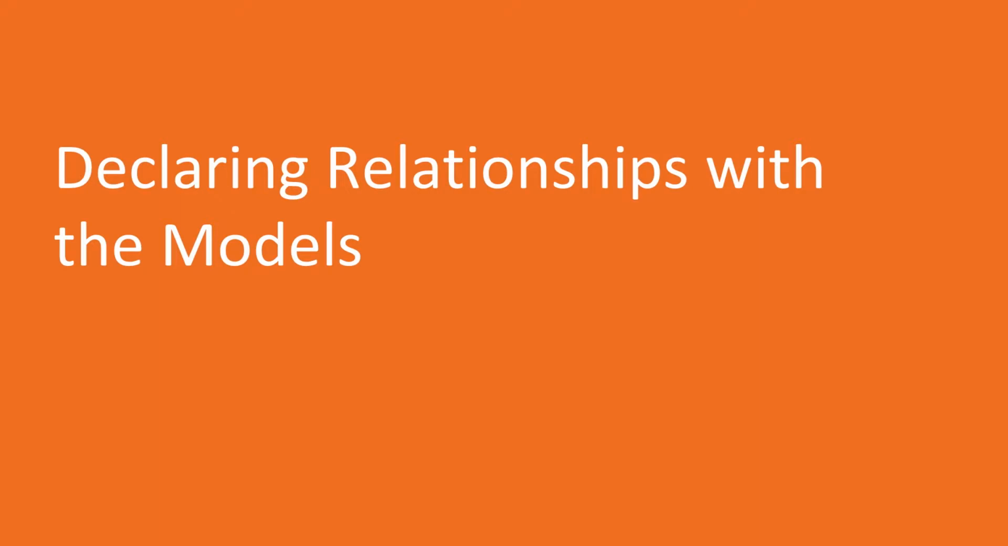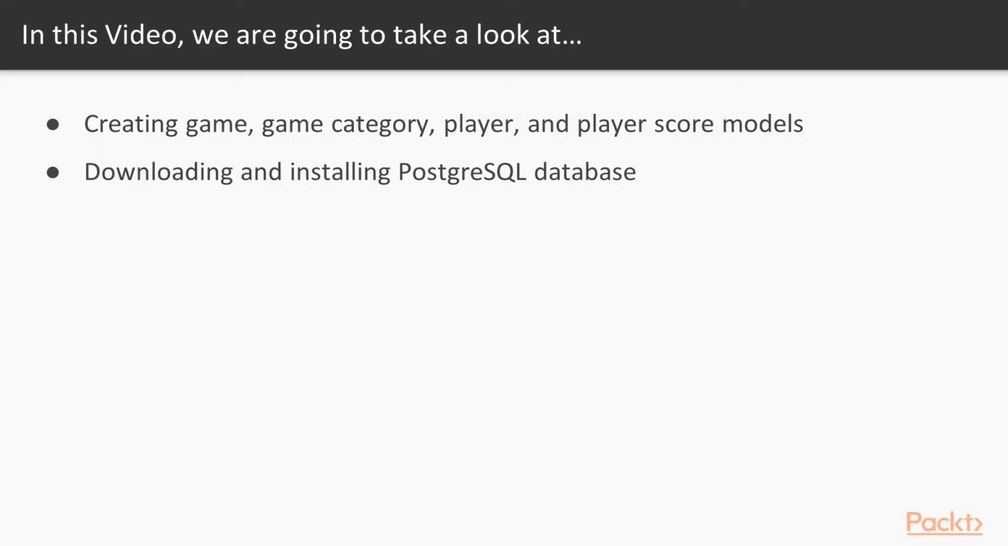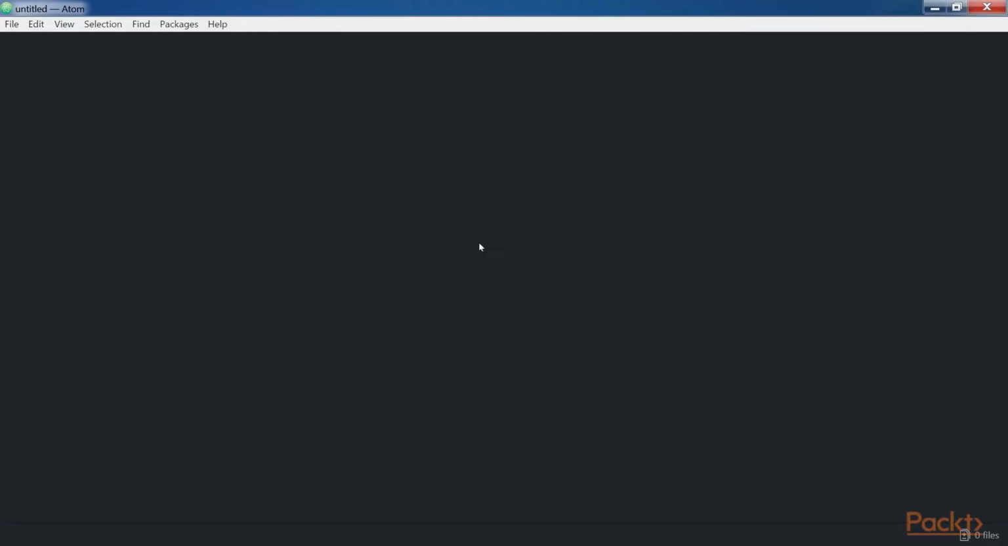Now we move on to the first video of this section that deals with declaring relationships with the models. In this video, we are going to take a look at creating the game category, players, and player score models. Then we will download and install the PostgreSQL database. We will create the models that we are going to use to represent and persist the game categories, games, players, and scores and their relationships.